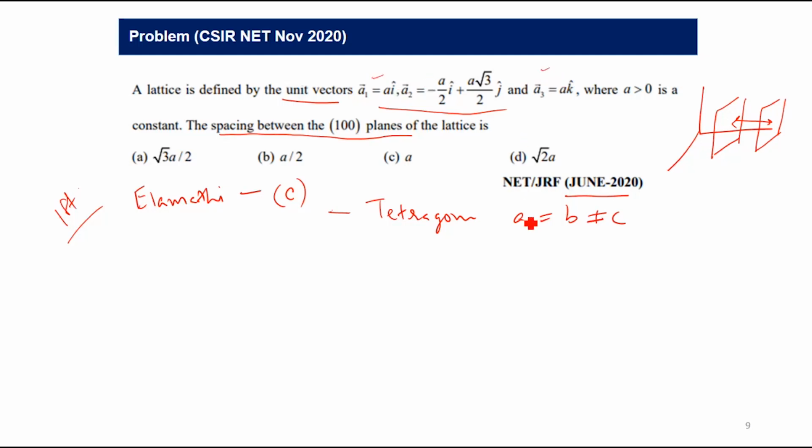Are you sure this is tetragonal? What about other people? Ilamati is saying that this is a tetragonal lattice, where two of the sides are the same, but the third is not the same. Did you calculate the angles? Because tetragonal also says alpha is equal to beta is equal to gamma is equal to 90 degree. Are you sure that all these three angles are 90 degree?